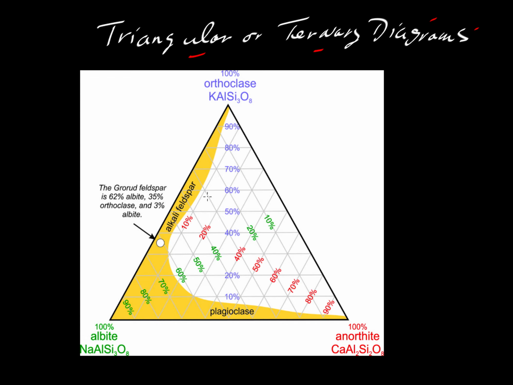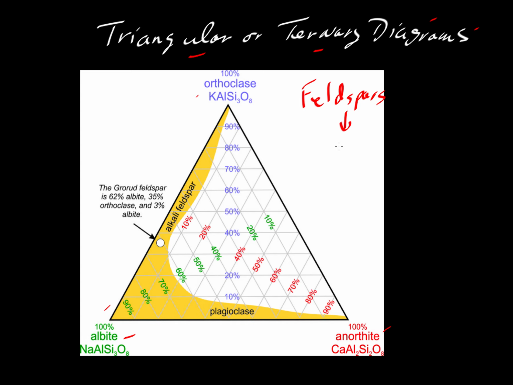So for example, we have this very nice diagram from Dexter Perkins' online mineralogy textbook, and he shows the feldspars generally. The feldspars come in two series: the plagioclase series here, which is a mixture of albite and anorthite, and then the alkali series, which is a mixture of mostly orthoclase and albite.